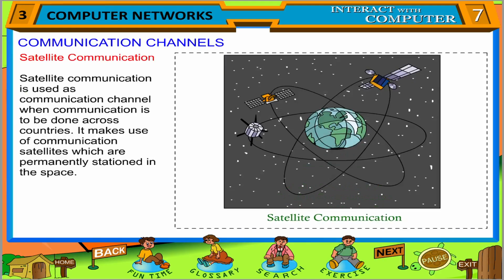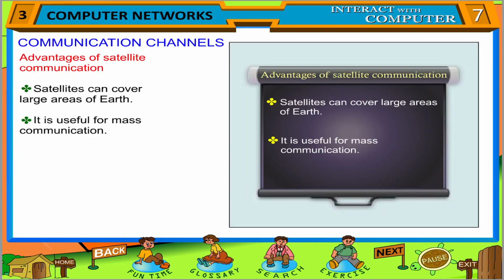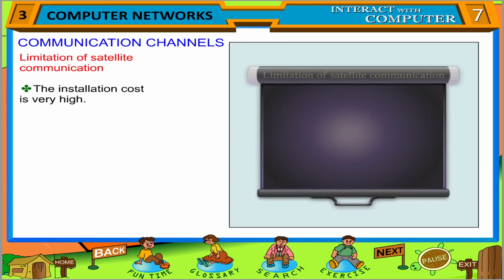Satellite communication. Satellite communication is used as a communication channel when communication is to be done across countries. It makes use of communication satellites which are permanently stationed in space. Advantages of satellite communication. Satellites can cover large areas of the earth. It is useful for mass communication. Limitations of satellite communication. The installation cost is very high.